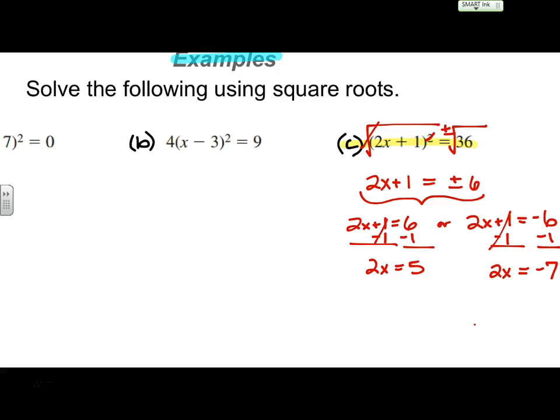Not even for you. So then coming back to the problem, how do I get x by itself? Divide by 2, and what I do to 1, well, divide by 2. They're the same type of equation. X equals 5 halves, or negative 7 over 2.